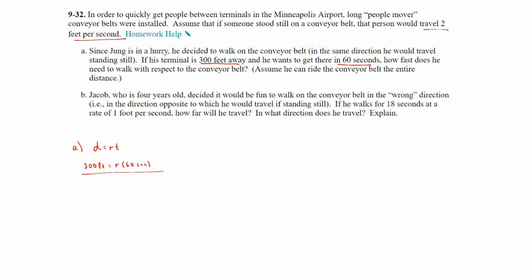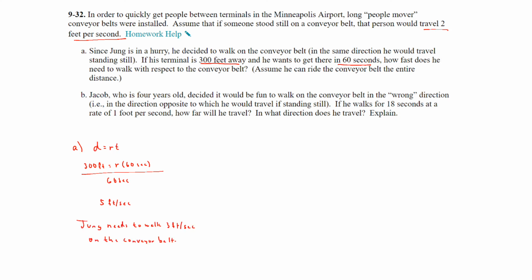So to solve for R, we're going to divide by 60 seconds. So 300 feet divided by 60 would be 5, and then the units would be feet per second. Now that's how fast he needs to travel. That's how fast he needs to go total. But since he's traveling 2 feet per second on the conveyor belt itself, he needs to walk an additional 3 feet per second to get to the destination in 60 seconds.